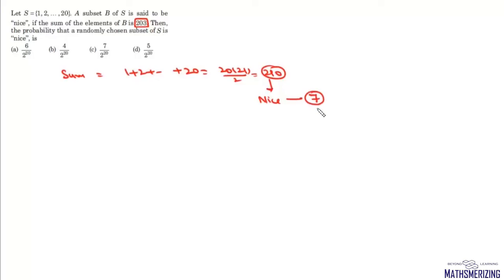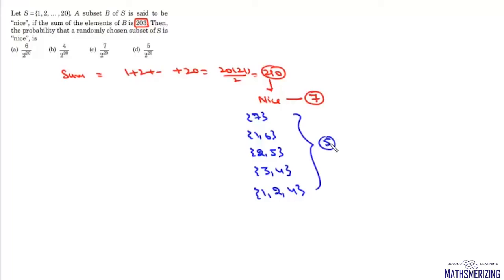Now in how many ways can we subtract 7? So it could be this 7 itself, or it could be this 1, 6, or 2, 5, 3, 4, or it could be this 1, 2, 4. So these are the 5 possible cases where we can leave out 7 from the sum.